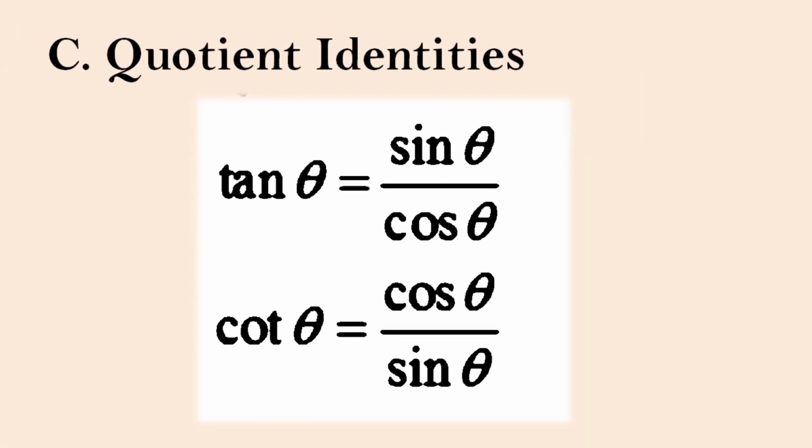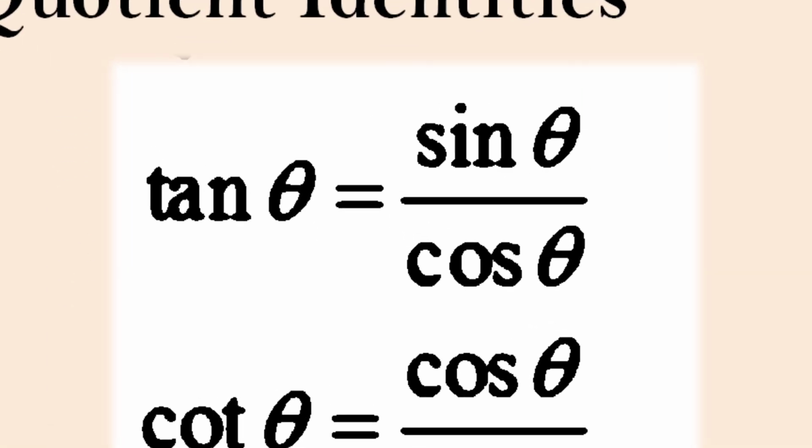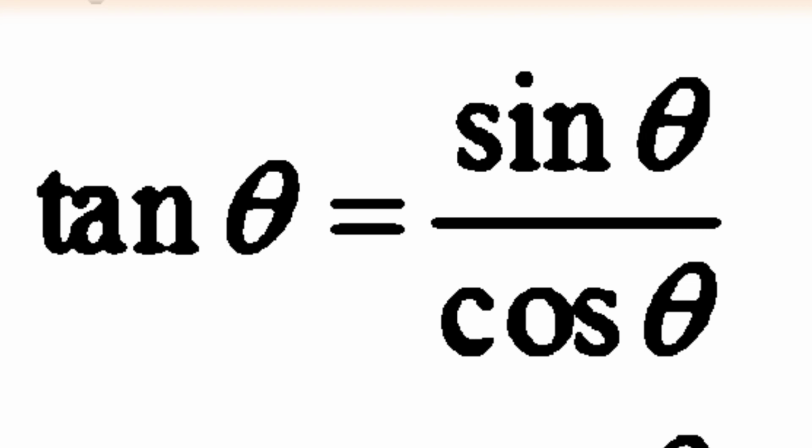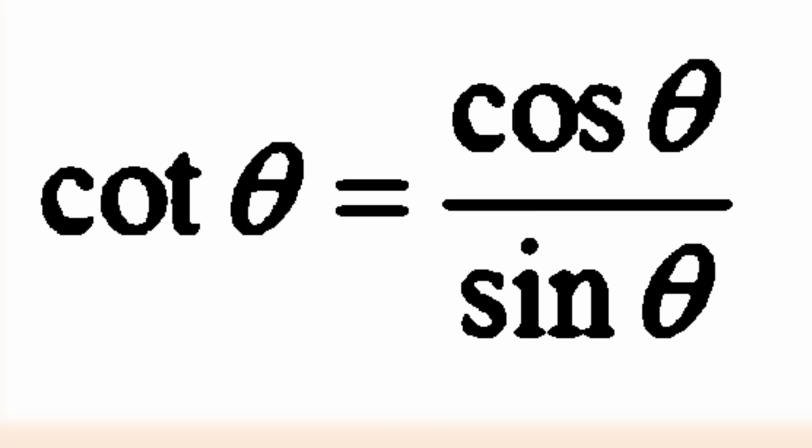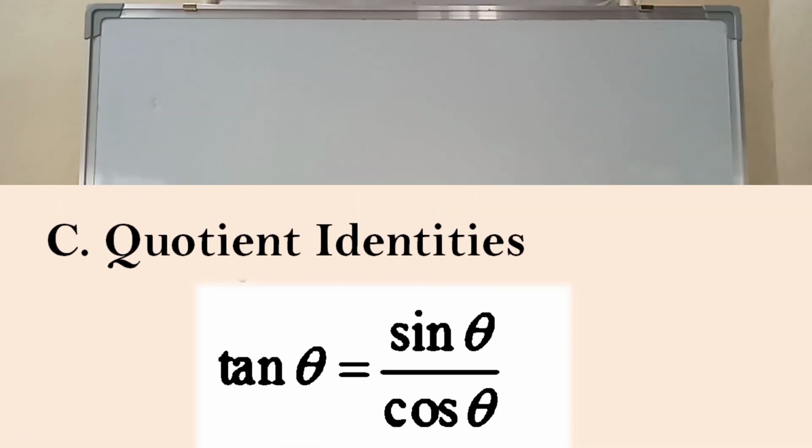Next is quotient identities. So, tangent theta is equal to sine theta over cosine theta. And cotangent theta is equal to cosine theta over sine theta.